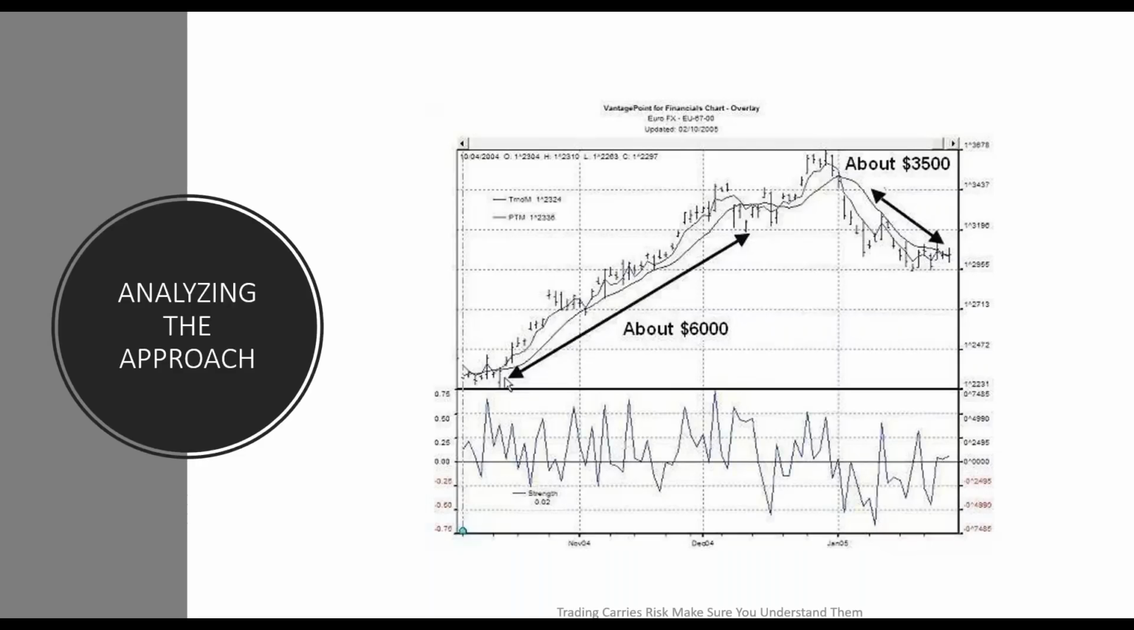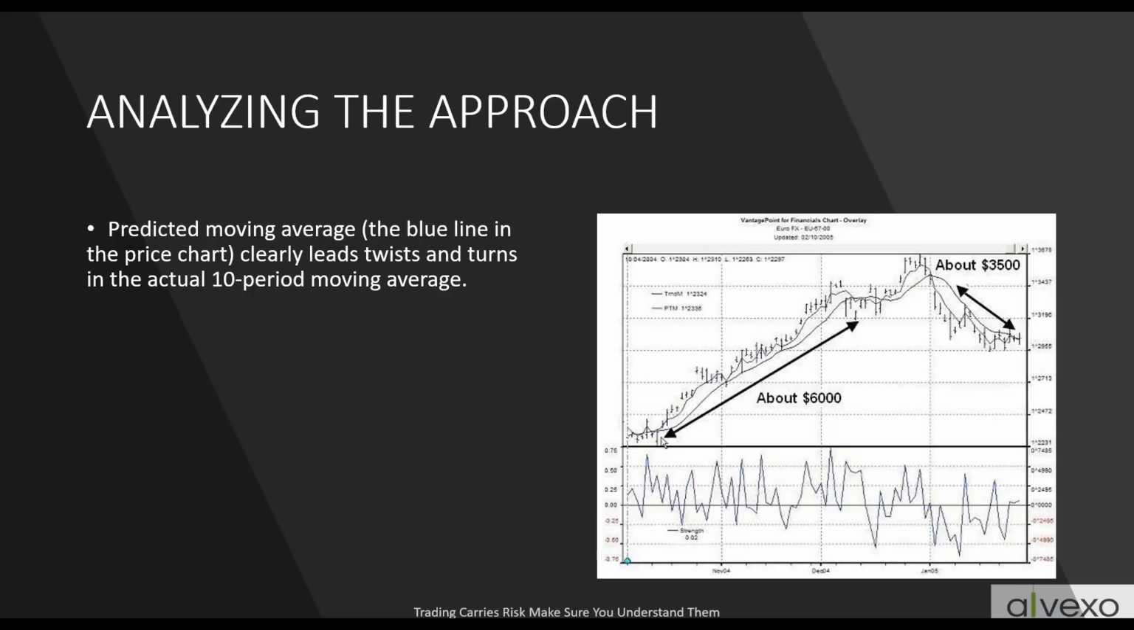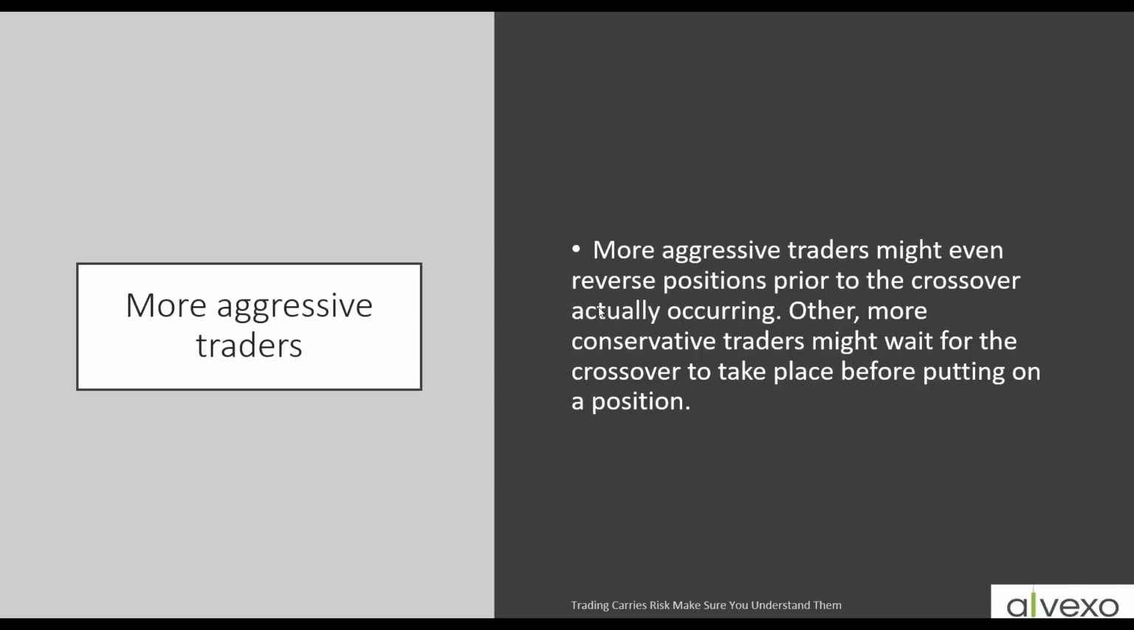So in that case, instead of using a crossover strategy of two displaced moving averages, you're using one displaced and one not displaced. And you're using the difference between those moving averages. Now, the predicted moving average over here clearly leads twists and turns in the actual 10-day period. A more aggressive trader might reverse positions prior to the cross actually occurring. Other more conservative traders might wait for the crossover to take place before putting on a position.